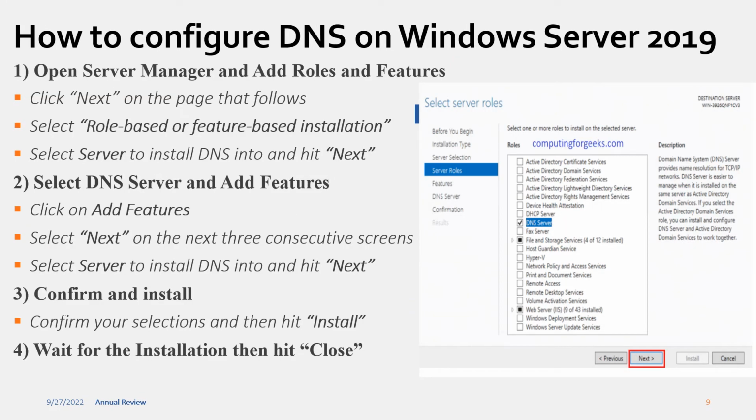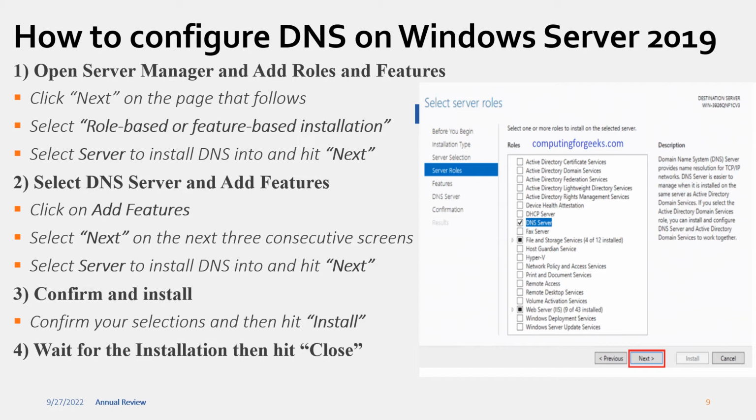How are we going to configure DNS for the Windows server? The instructions are as below. You open the Server Manager and you go to the Add Roles and Features section. You click Next on the page that follows. Find the option that says Role-Based or Feature-Based Installation. Select the server to install the DNS on and hit Next. Next, we're going to select the DNS Server and add its features. Click on Add Features, then select Next on the 3 consecutive screens that follow.